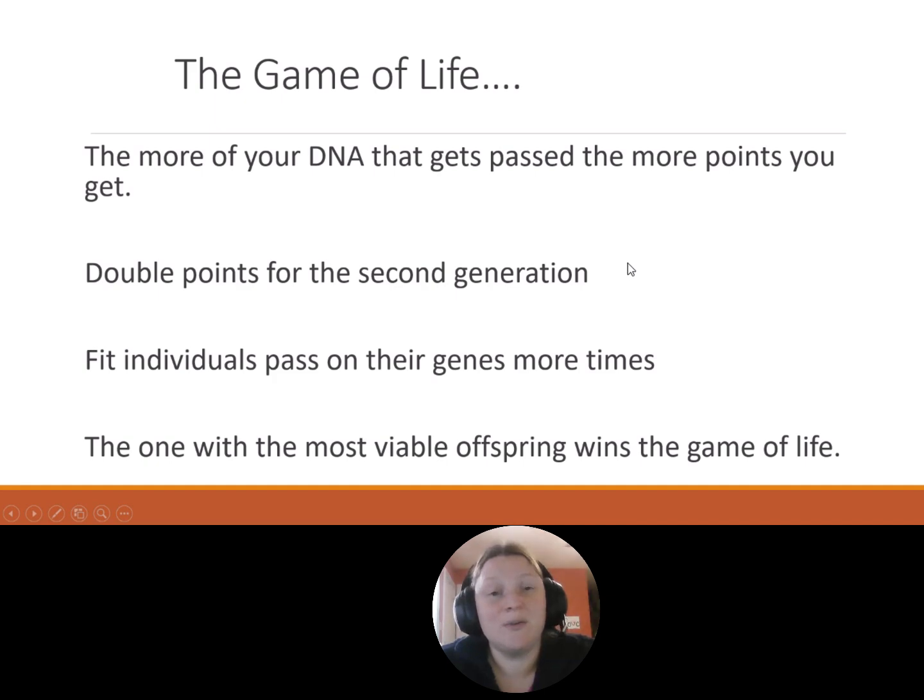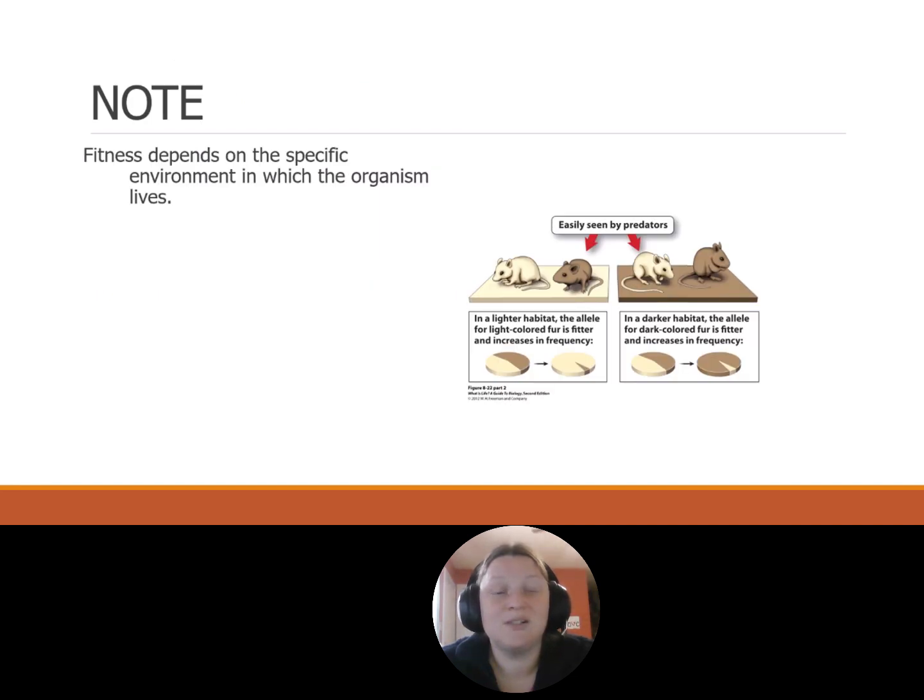All right, so always remember with natural selection, life is a game. The more babies you have, the more points you earn. Double points for grandkids. Life's a game. Whoever has the most babies wins. And fitness always depends on your environment. If you change the environment, you change the value of your traits.